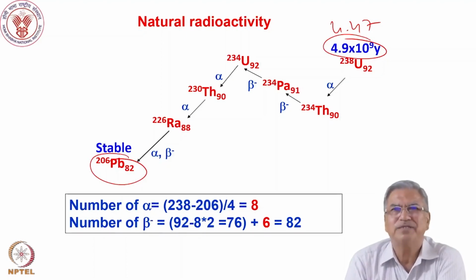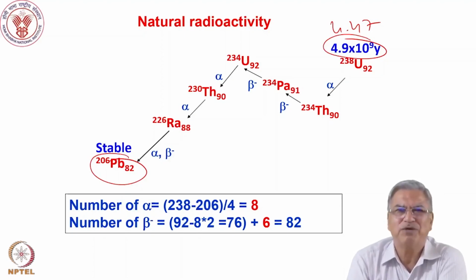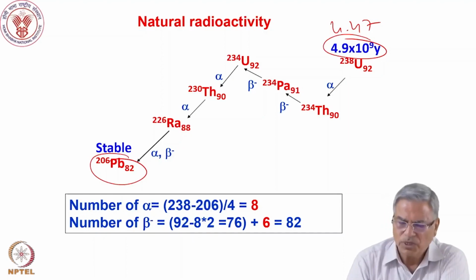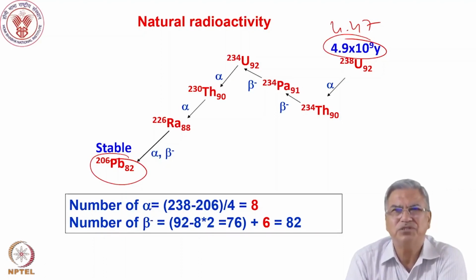Now, how to calculate the number of alphas and betas emitted in this radioactive series? I have given you a simple formulation. You know that the mass number decreases by 4 in alpha decay, whereas in beta decay there is no change in mass number. So from 238 to 206, the mass number decreased by 32. 32 by 4 is 8. That means in this radioactive series, from uranium-238 to lead-206, 8 alphas are emitted.